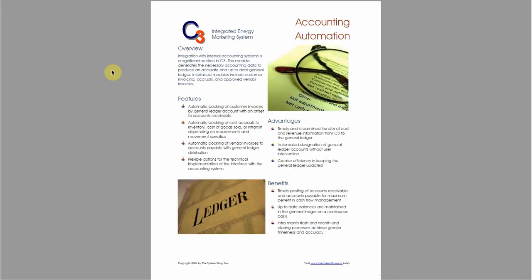Accounting automation. We always kind of ended at creating an invoice and printing an invoice and creating a payable. From there, we would commonly hand off to an accounting system in customer invoices, by general ledger account, with an offset to accounts receivable going into an invoicing module in an accounting system. Cost accruals, inventory, cost of goods sold would commonly be booked as journal entries, and then the vendor invoices would be booked as an accounts payable entry with general ledger distribution attached to it as well.